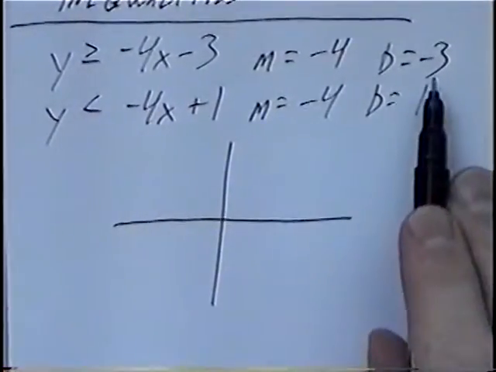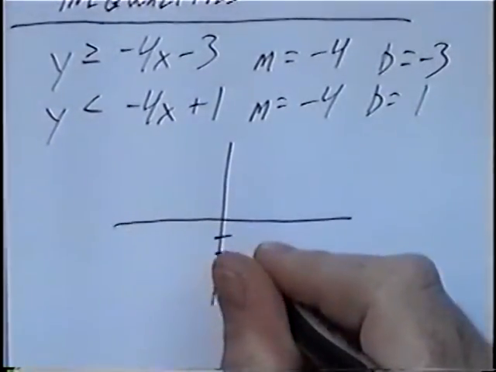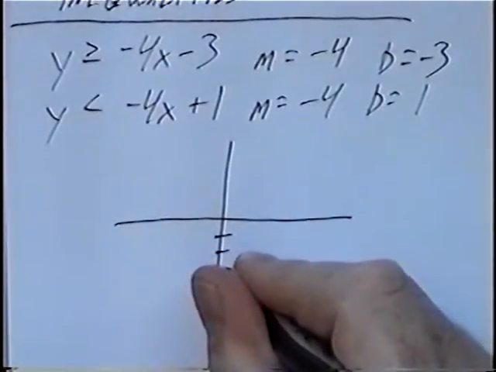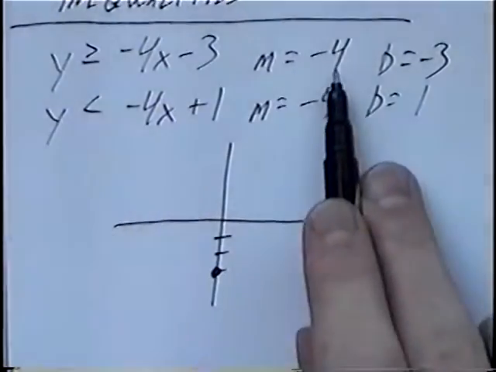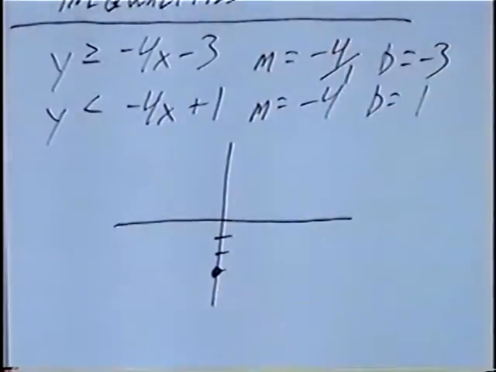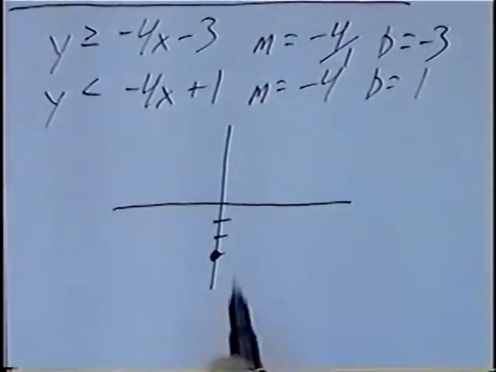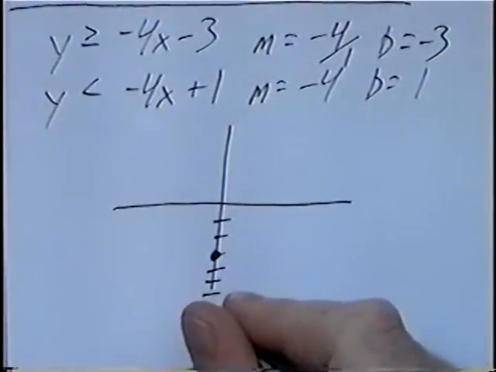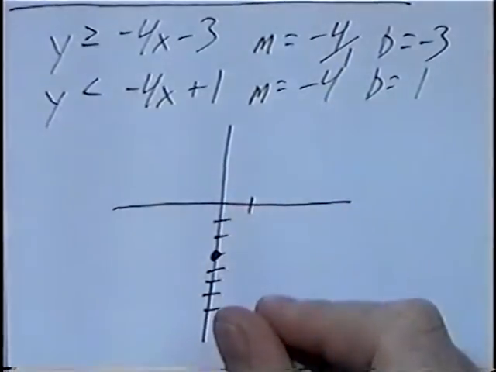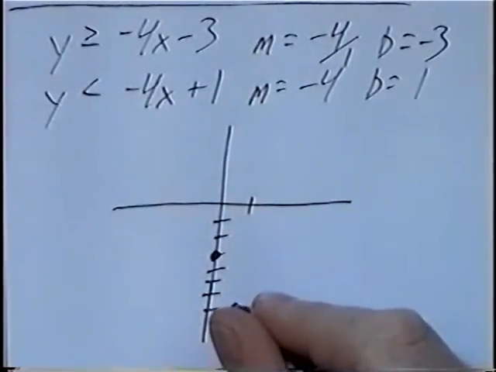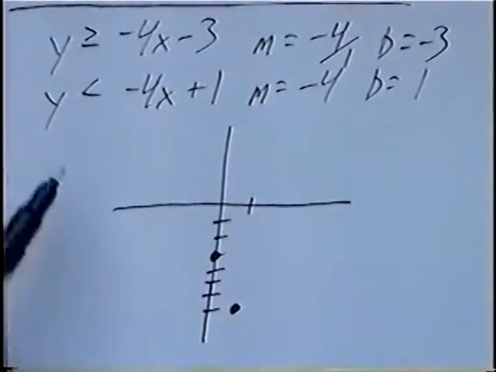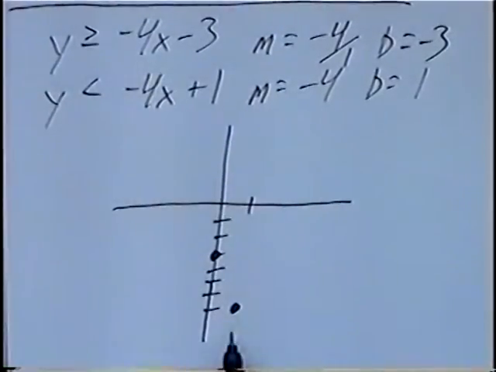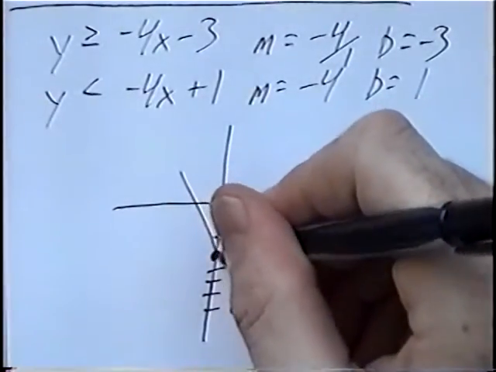The first inequality, the y-intercept, is at negative 3. And the slope is negative 4 or negative 4 over 1. So we'll go down 4 spots and to the right 1 spot. The first inequality is greater than or equal to, so this line would be a solid line.